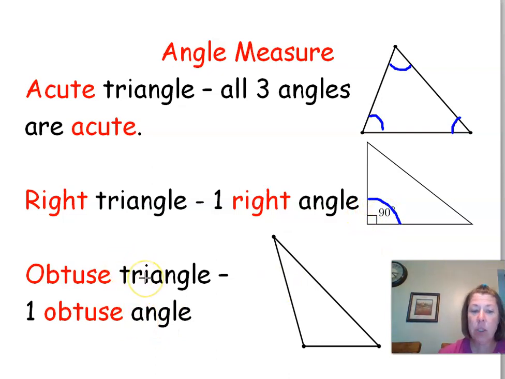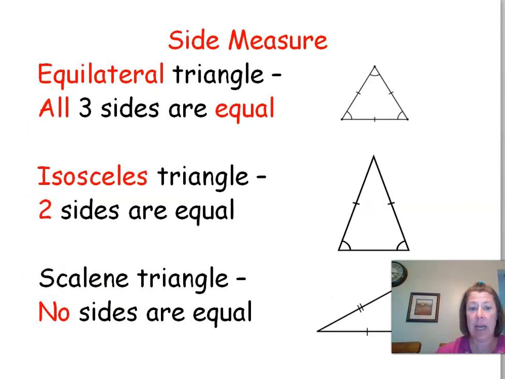Now we go to an obtuse triangle. An obtuse triangle has 1 obtuse angle. Remember, those obtuse angles are wider, they're larger than 90 degrees. Now, that's one way I can classify triangles, by the measurement of their angles. Another way I can classify it is by the measurement of their sides.